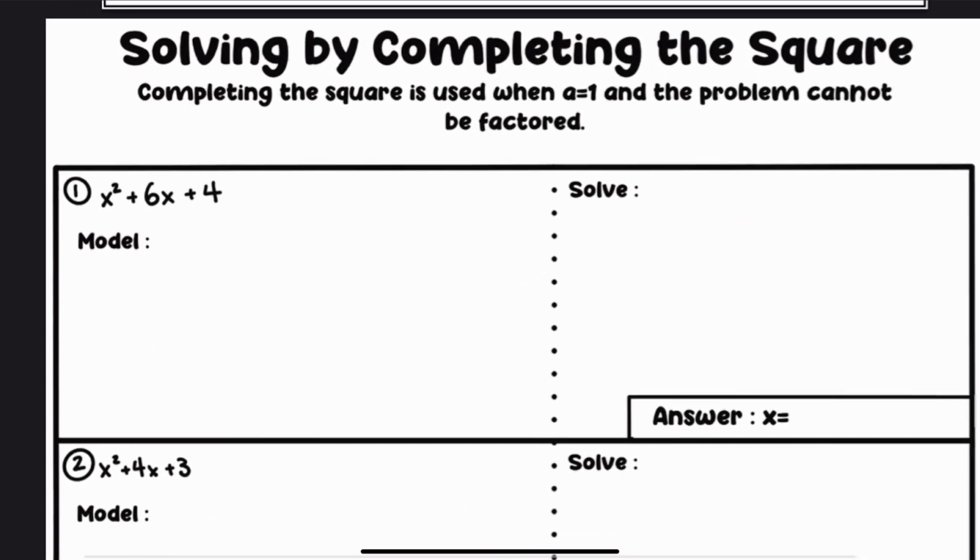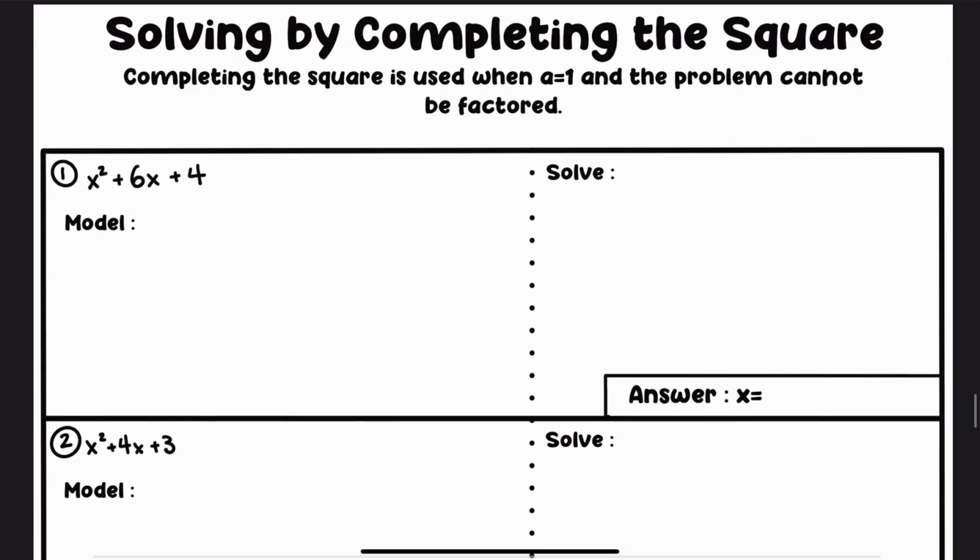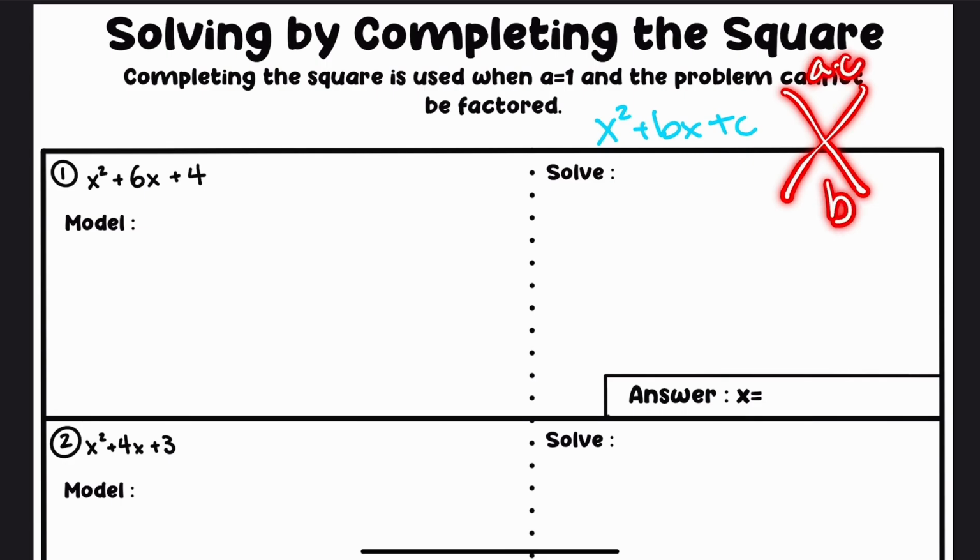So at the very top here it says completing the square is used when a is equal to 1 and the problem cannot be factored. So we would be in a situation like this, but instead of b and c you would have two numbers there. And those two numbers would not be able to be factored. So remember, factoring was when we used that giant X where we had a times c at the top, b at the bottom. We use this when that doesn't work, okay?